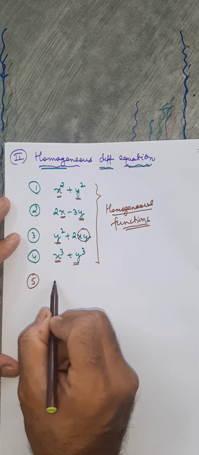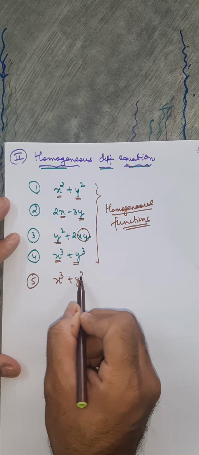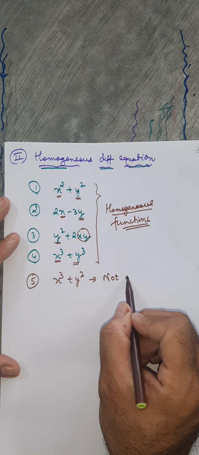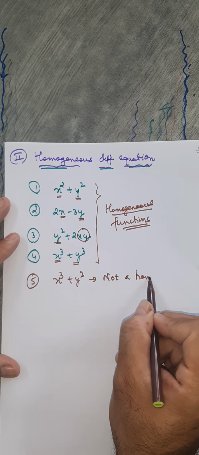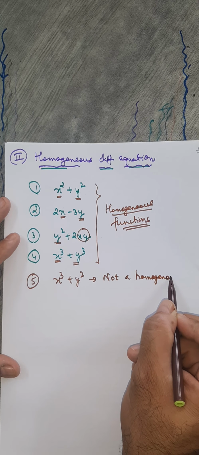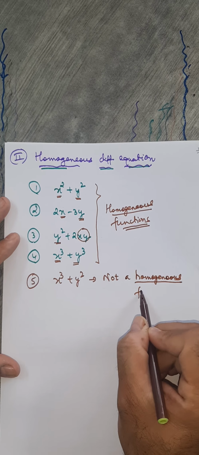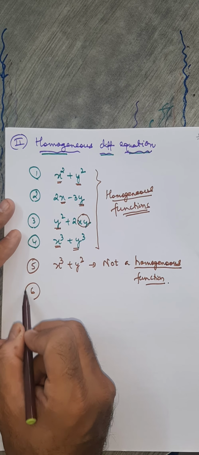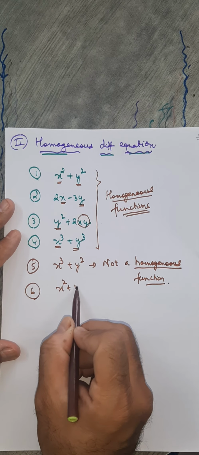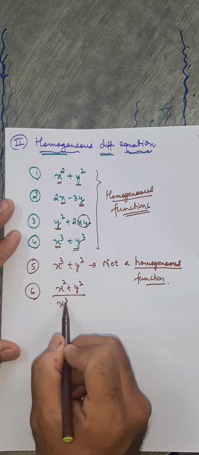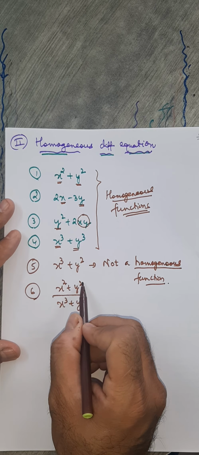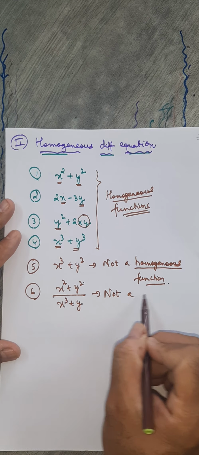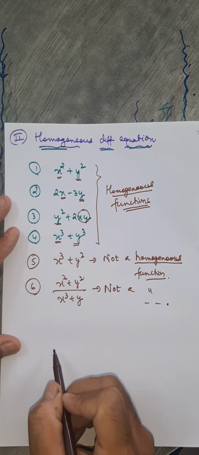Look at this. If I write x cube plus y square, now you see here power 3, here power 2. So not a homogeneous function. Fine. Look at one more. Let me write like this. X square plus y square. Here x cube plus y. So here 2, here 2, here 3, here 1. So again, not a homogeneous function, remember.